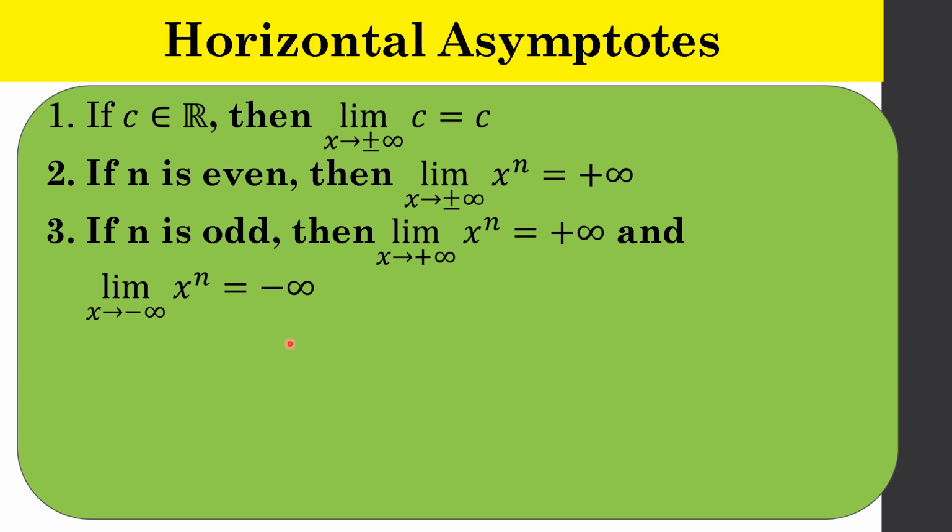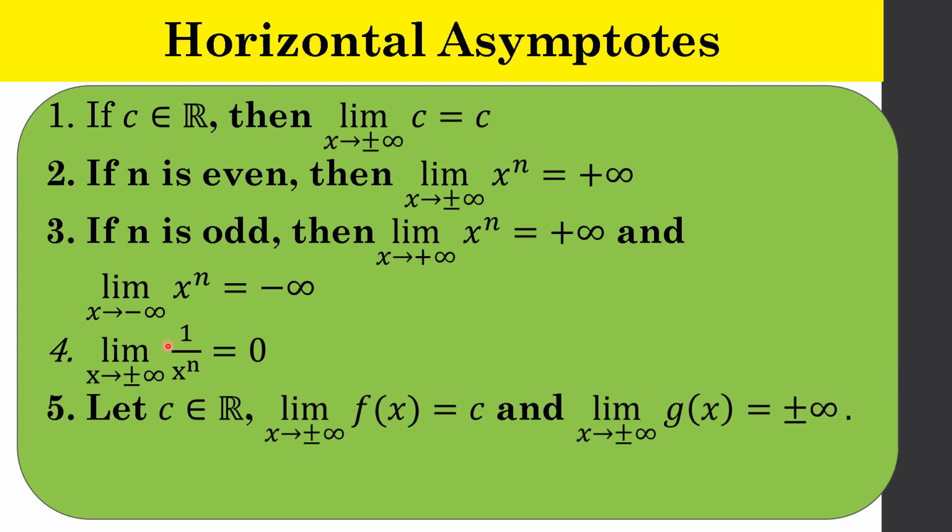Number 4, limit of 1 over x to the nth power as x approaches positive or negative infinity is equal to 0. So, importante yung theorem na to kasi magagamit siya sa rational functions na kung saan yung x nyo is approaching to either positive or negative infinity. Okay? Malaki yung magiging importansya ng number 4 theorem natin.